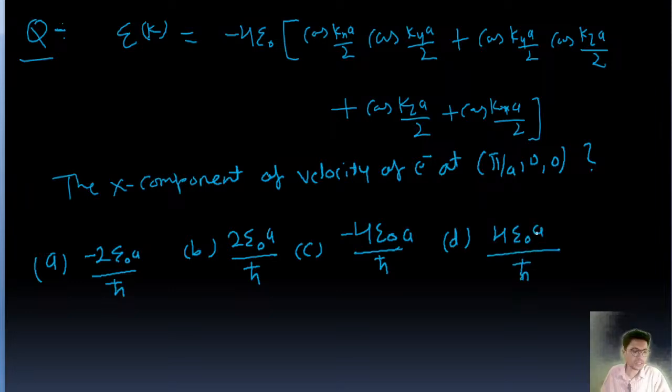Okay guys, so this is the question. We have been given this dispersion relation, E as a function of k equal to this, and we need to find the x component of velocity of electron at (pi by a, 0, 0), that is, kx value is pi by a, ky value is 0, and kz value is 0. Okay, so I'll solve it now.